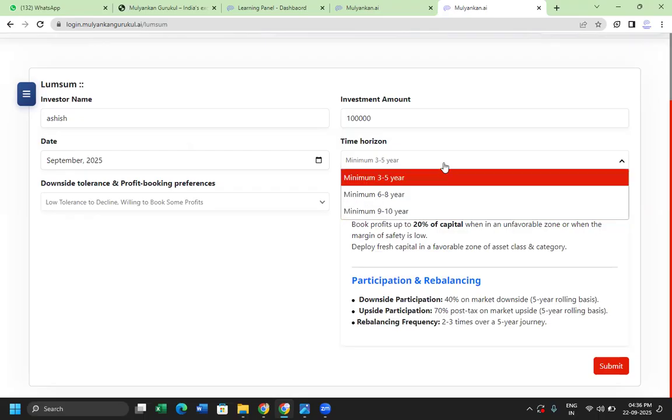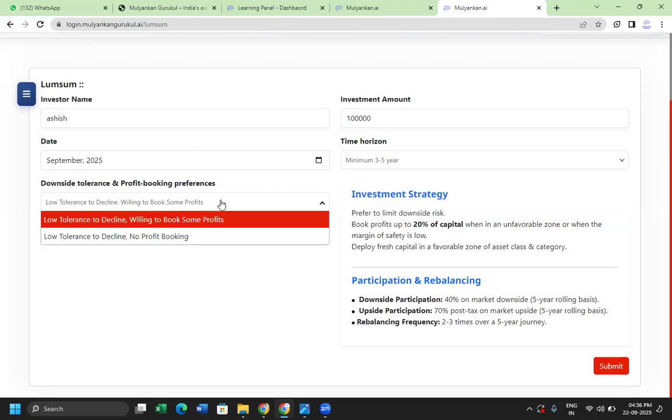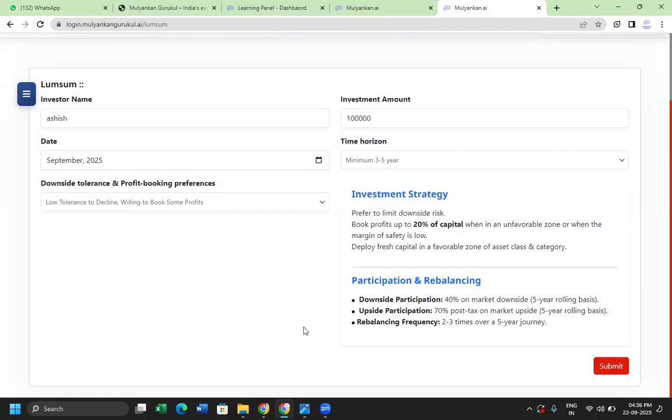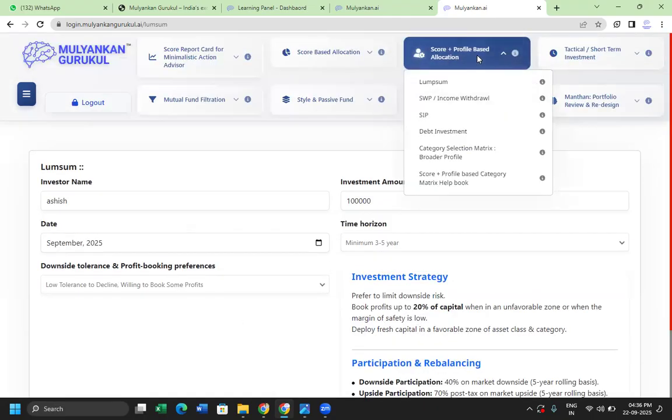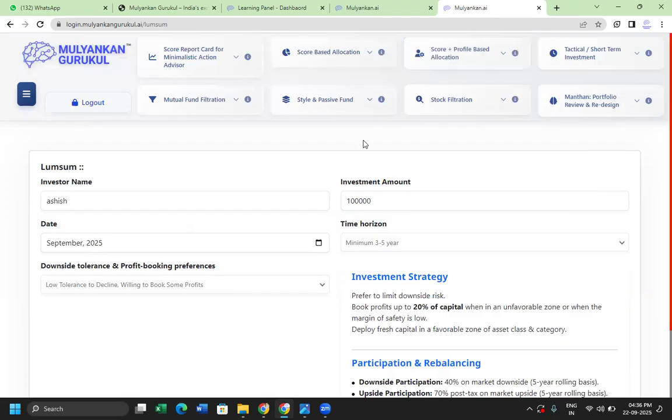After doing a profiling, you will click on the parameter here, and after clicking on a parameter, it will give you a more integrated answer. On the business score plus profile, for the same parameter, two investors with different risk profiles would have different strategies. That is your job.